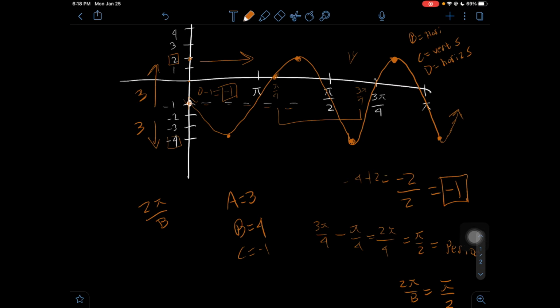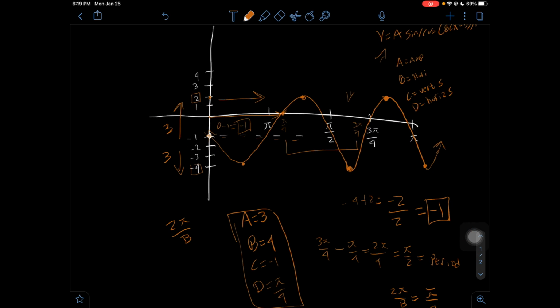Finally, we need to determine our d value, which is the horizontal shift. And we went over pi over 4 to get our first intersection, meaning that our d value is pi over 4. These are the values, and now we can just use this base form in order to make our equation.